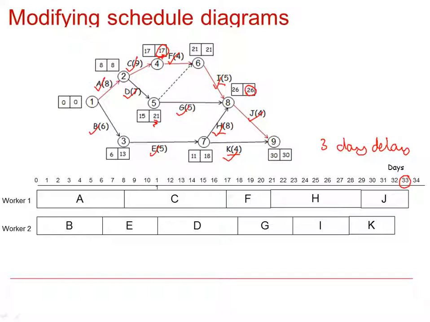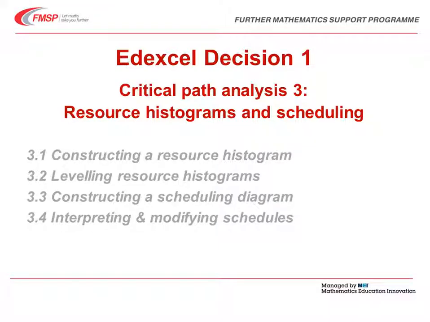So it all depends on the situation as to whether it would be beneficial for the company to have employed an extra worker to get the job done on time, or whether the company is happy to just have 2 workers working every single day and delaying the project by 3 days. So scheduling diagrams are really important in making these decisions. So this concludes the section on resource histograms and scheduling.